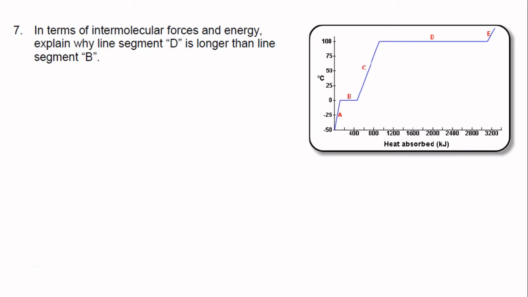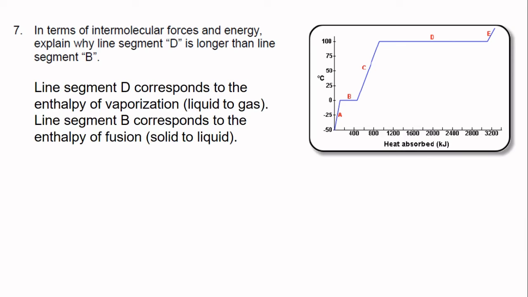All right, moving on to number 7, we have a phase change diagram in which we have a solid that's being heated, that's in segment A, and then the material melts during line segment B. The liquid is being heated during section C. It undergoes evaporation in part D, and then finally the gas is being heated in part E. As we can see in this diagram, line segment D is longer than line segment B. We have to explain why in terms of intermolecular forces and energy. We're talking about melting versus evaporation.